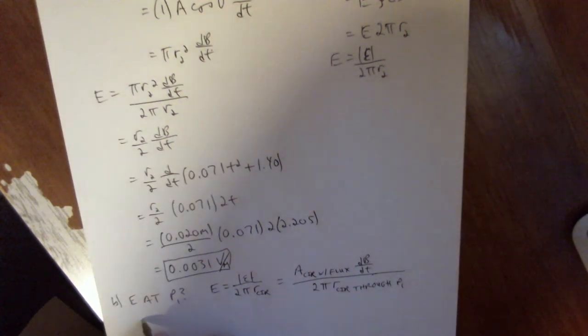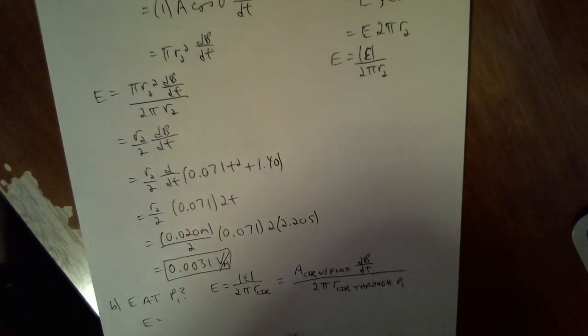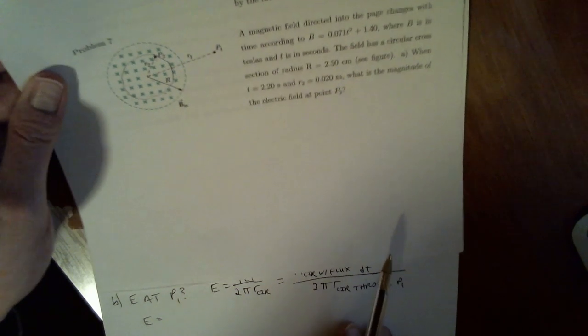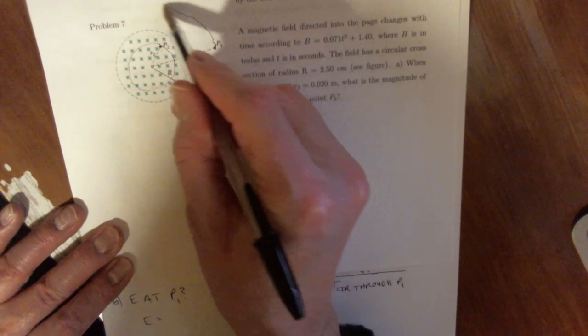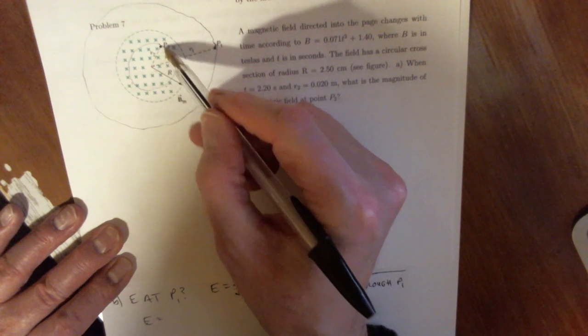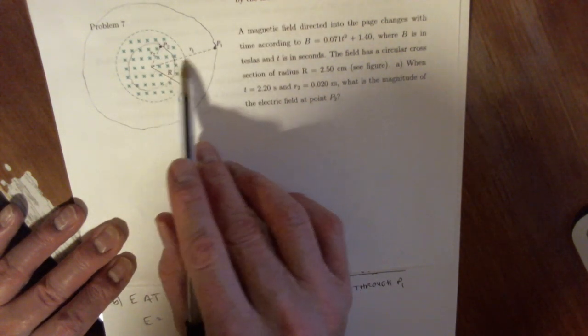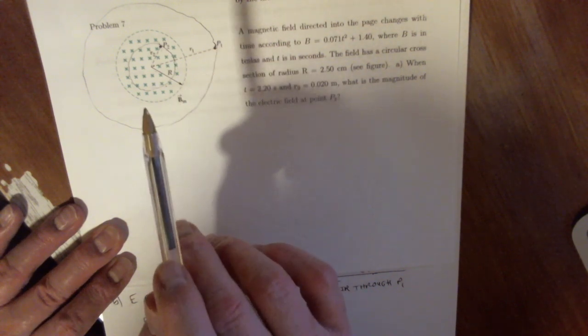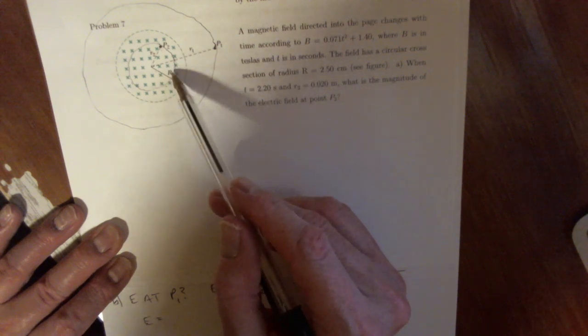And what you can do if you want to verify that is just go through the same steps we did to get the answer to part A, but do it for P1. And here's the circle that goes through P1, just as the circle that went through P2 was this. And the radius of that circle is R1. And the region with the flux has a radius of big R.